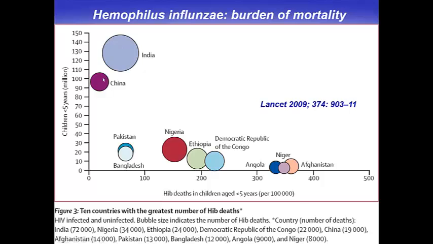And so, in fact, India and China tend to have lower rates than, say, countries like Angola, Niger in Africa, or Afghanistan in Asia. But because of their large populations, they contribute a large number of cases.